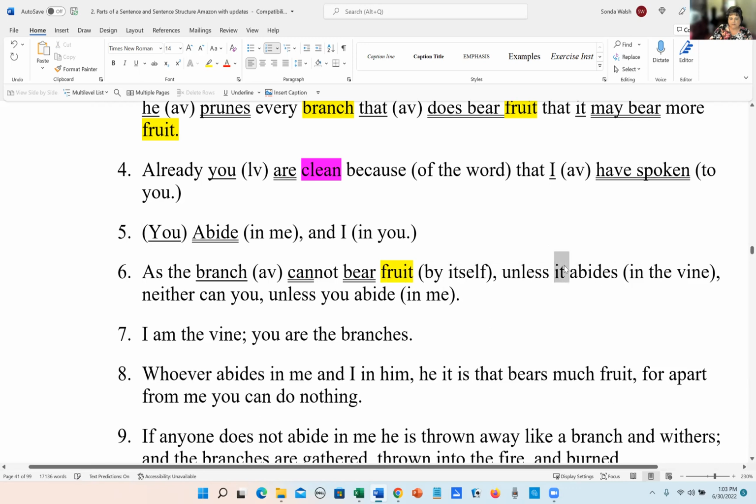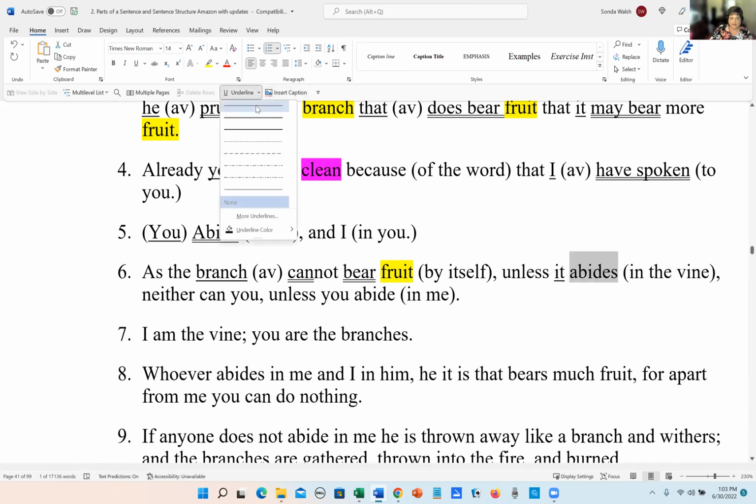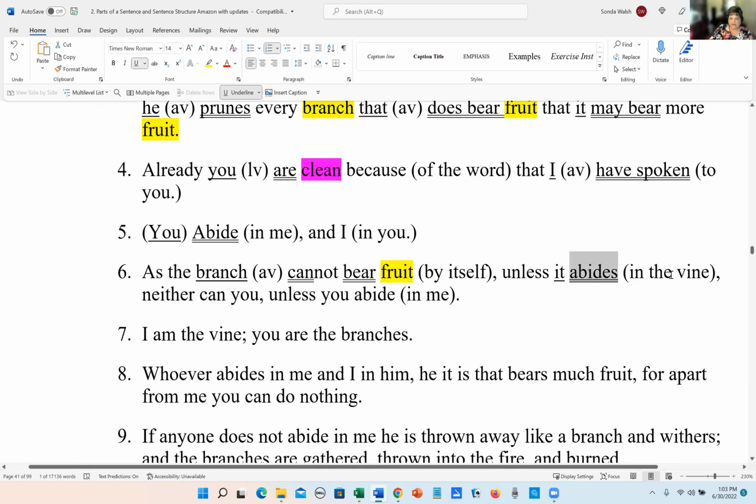Okay, it is the subject. Abides is the verb. And "the vine" tells where, so we don't have a direct object or an indirect object. Put a line through that. Okay.